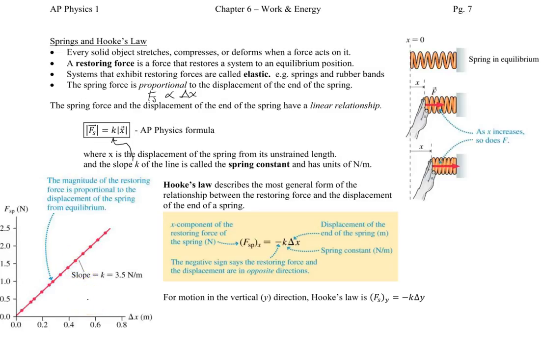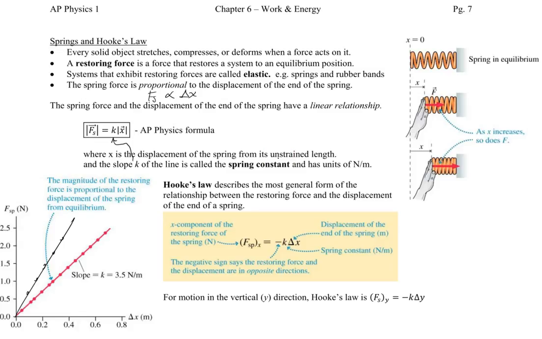Conceptually, hopefully you're thinking that represents basically the stretchiness of it. It's how stiff it is. The stiffer that spring is, so if you have a steeper line like this, that means the spring is stiffer. It'll have a higher slope and hence a higher spring constant.